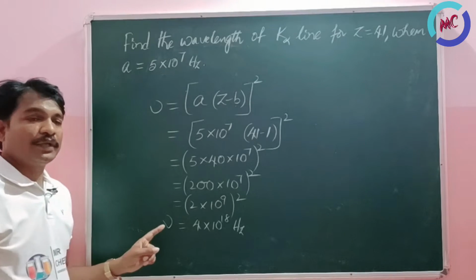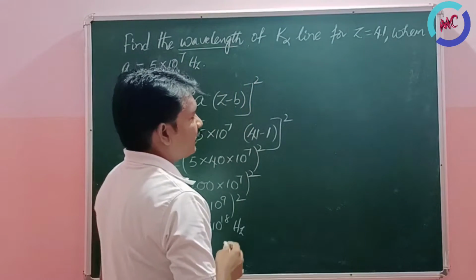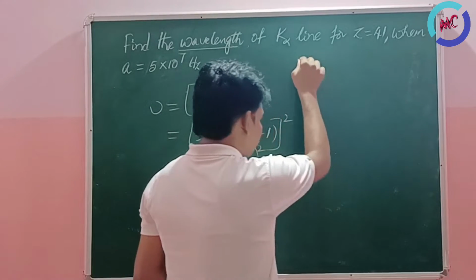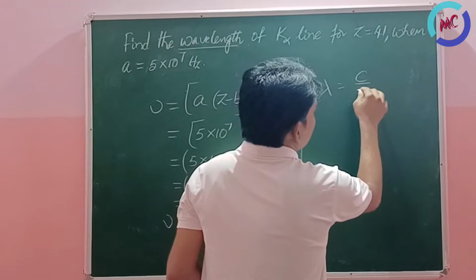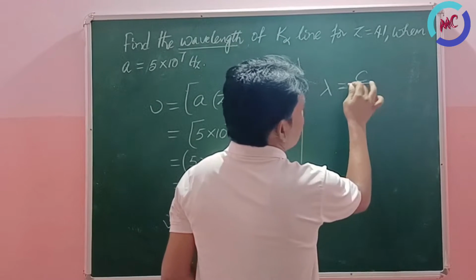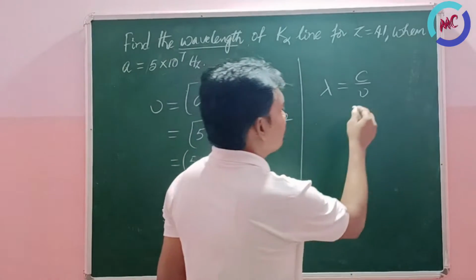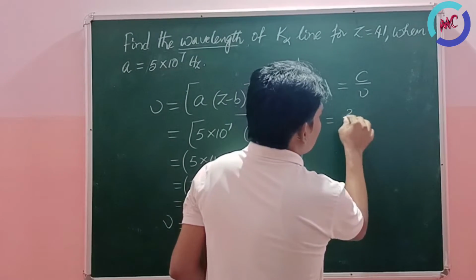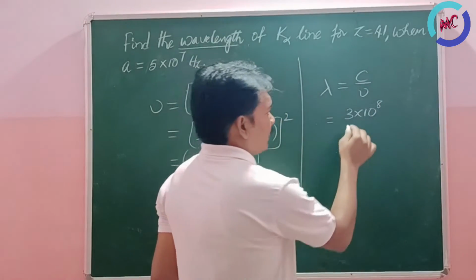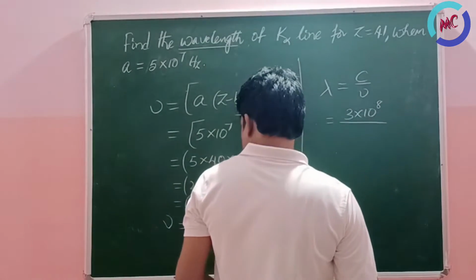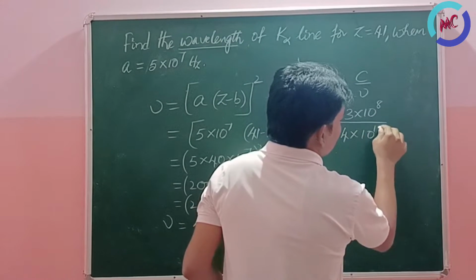Now we have the frequency, now we have to find out the wavelength. See here, wavelength lambda is equal to c by nu. What is c here? C is nothing but the velocity of light in vacuum. What is the value of c here? 3 into 10 to the power of 8 meter per second. And what is the frequency here? 4 into 10 to the power of 18.